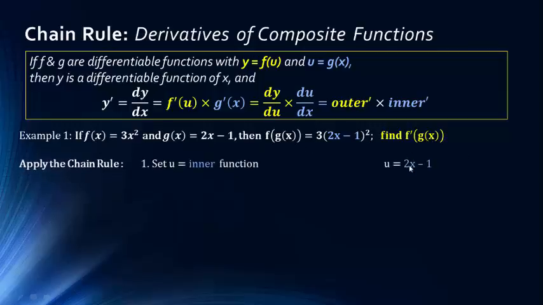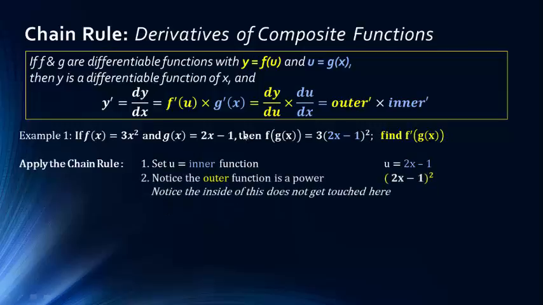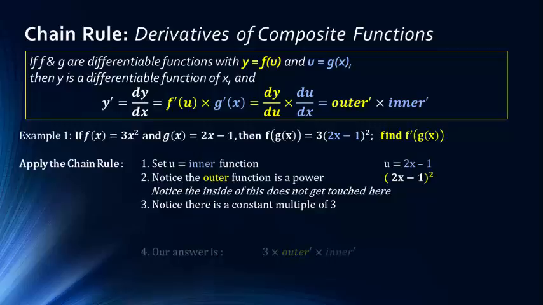So remember, we're making u equal the inner function, 2x minus 1, right? Because this is our g of x. And notice the outer function is a power, which is that u squared. It should be a 3 there, too, because there's a coefficient. And notice there's a constant multiple of 3, which of course we can pull out in front. So our answer is 3 times the derivative of the outer function times the derivative of the inner function.